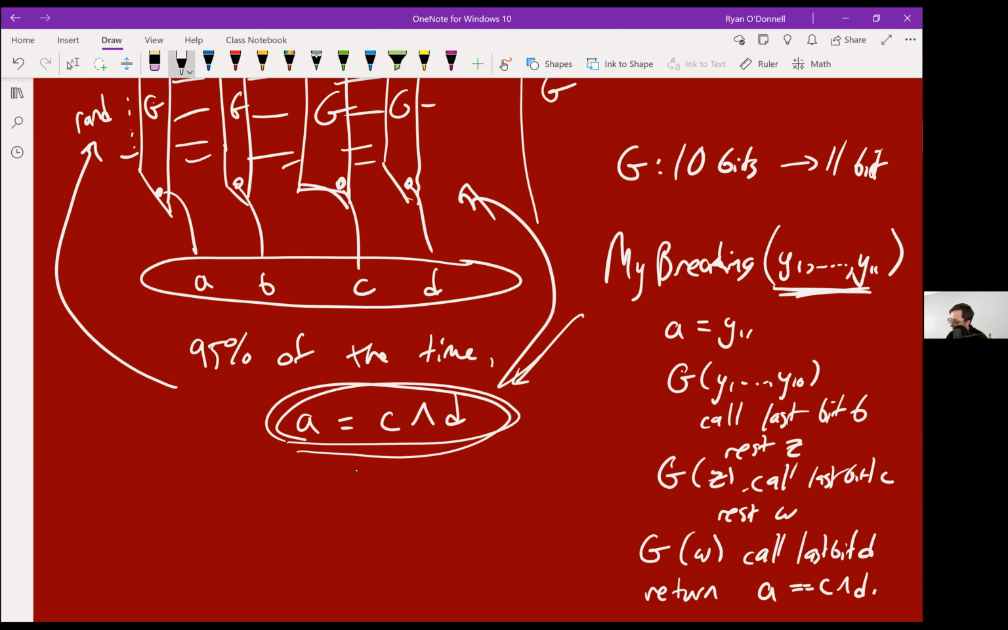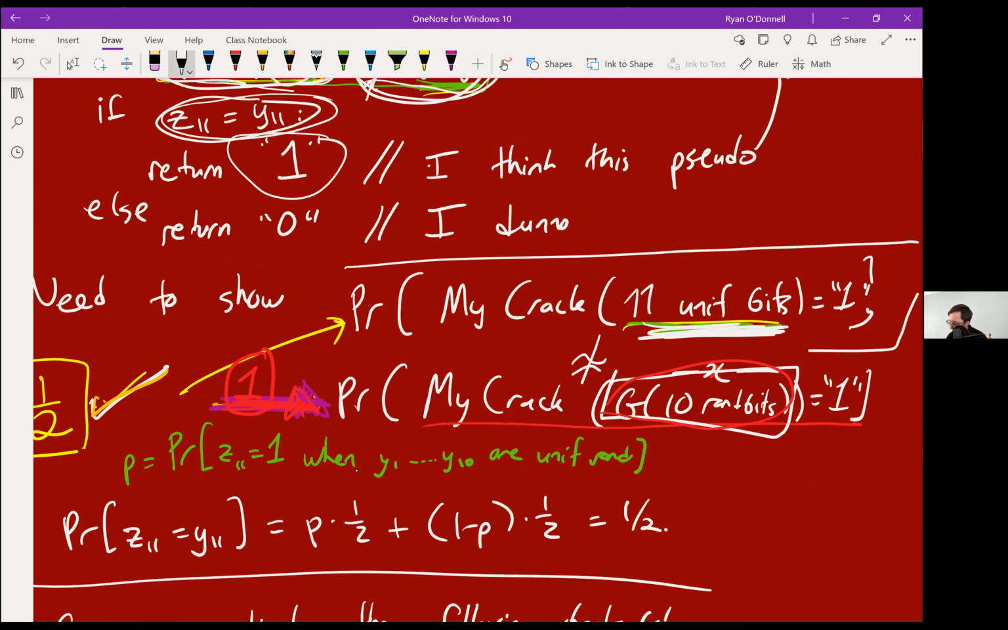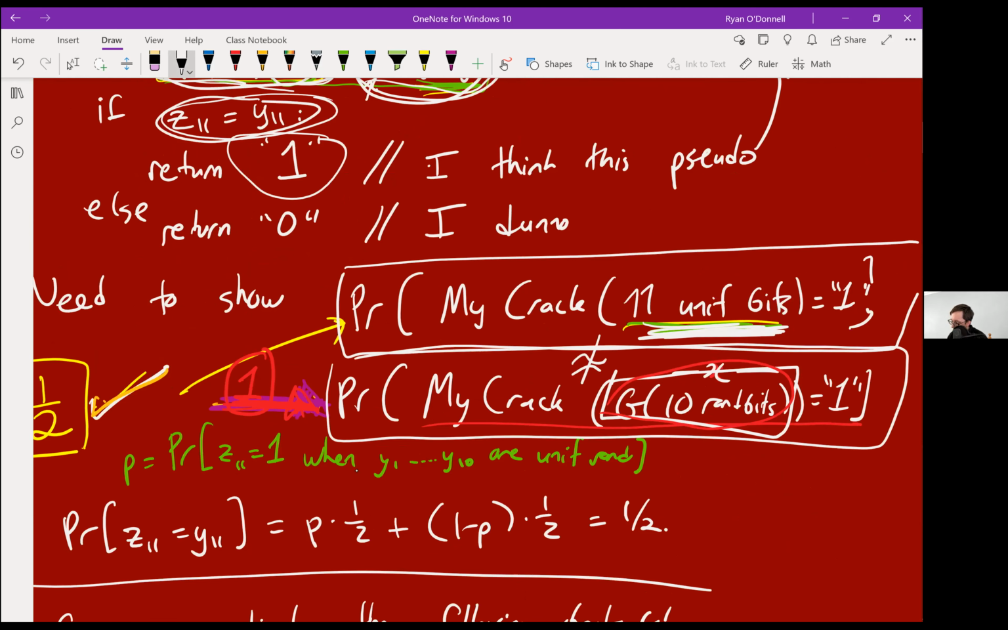So here's where it gets difficult, I guess. We would want to do the same thing here. We would want to show that this probability is quite different from this probability. And I guess we know this thing. Right. This is not the 95% I was talking about. That's right. What about this thing?